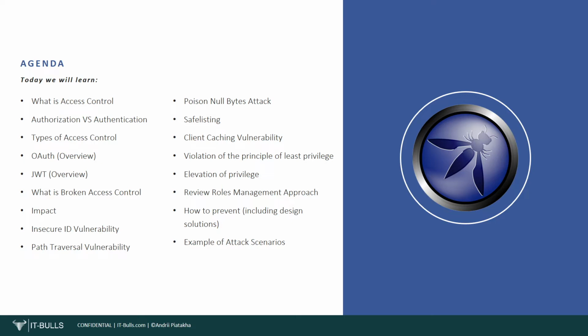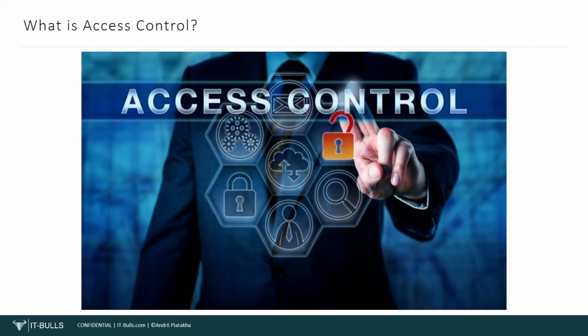Let's get started. I already did a high-level overview of this risk category in the first lesson, but let me go deep now and explain more about this risk category. The category is called broken access control. Let's learn first, what is an access control? In a nutshell, access control represents a set of policies and mechanisms that manage and control access to resources.